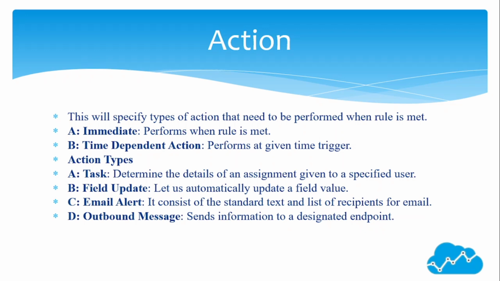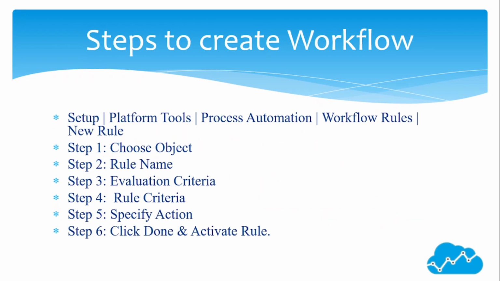Action types. Task. Determine the details of an assignment given to a specified user. Field update. Lets us automatically update a field value. Email alert. It consists of the standard text and a list of recipients for the email. Outbound message. Send information to a designated endpoint. Steps to create a workflow. Setup, platform tools, process automation, workflow rules, new rule.